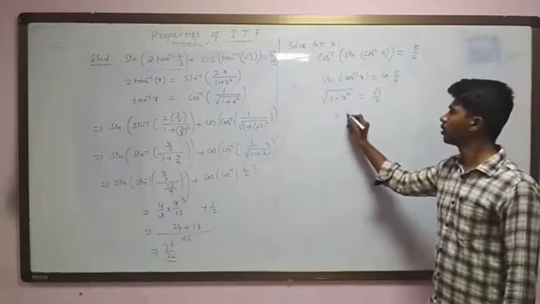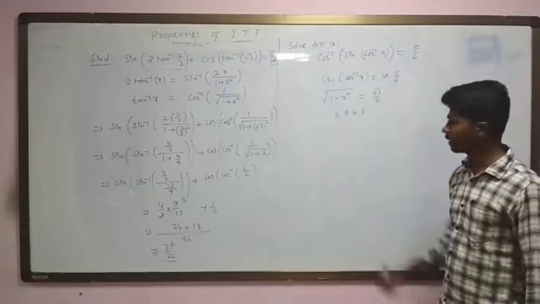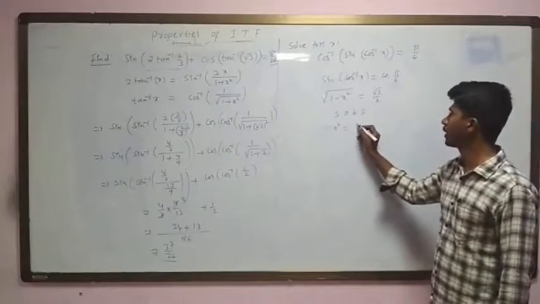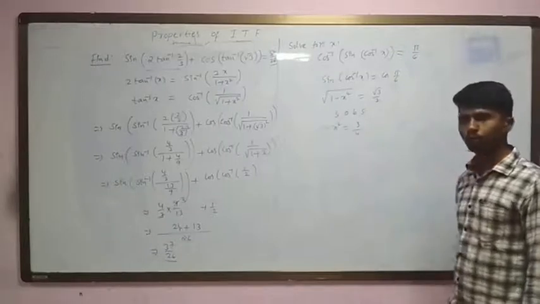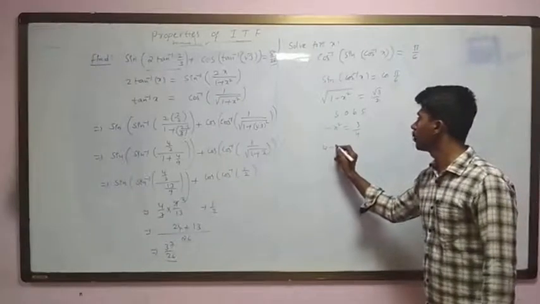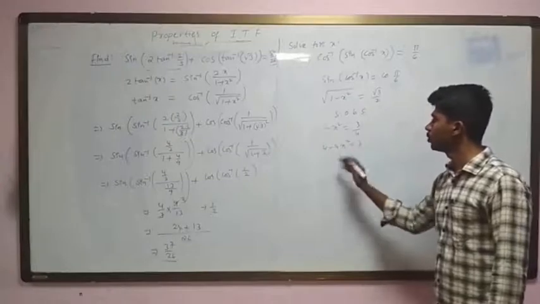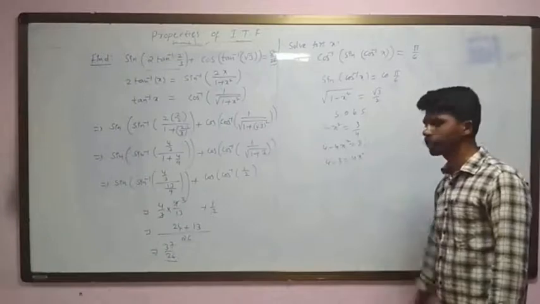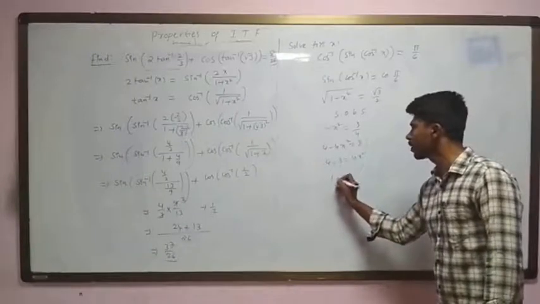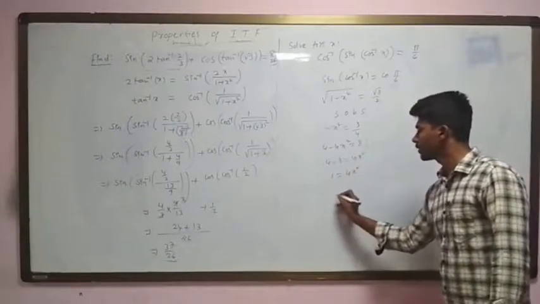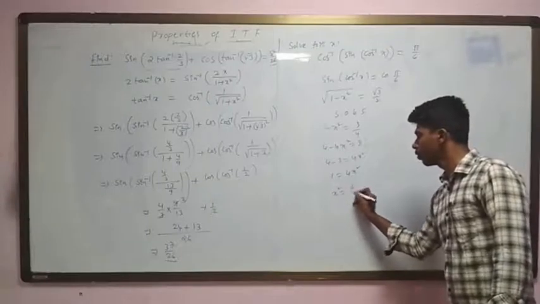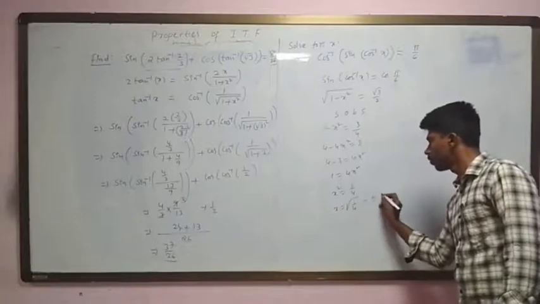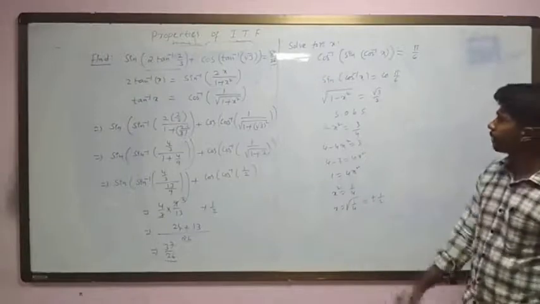Squaring on both sides, what do I get? 1 minus x square equal to root 3 square by 4, that is 3 by 4. Now 4 minus 4x square equal to 3. So 4 minus 3 equal to 4x square. 4 minus 3 is 1. 1 is equal to 4x square. x square equal to 1 by 4. x is equal to root of 1 by 4, which is equal to plus or minus 1 by 2.